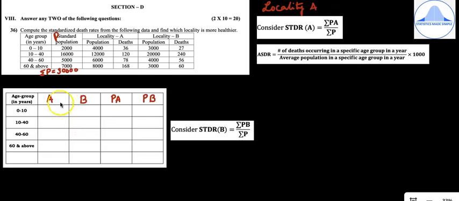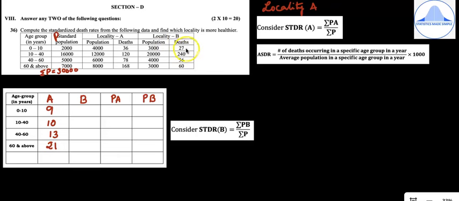Now let us calculate the ASDR values for locality A. The first calculation will be 36 divided by 4000 into 1000. So that will be 9. Similarly, the next calculation will be 120 divided by 12,000 into 1000, that is 10. Next is 13 and then 21.